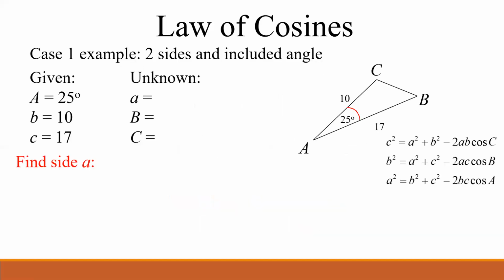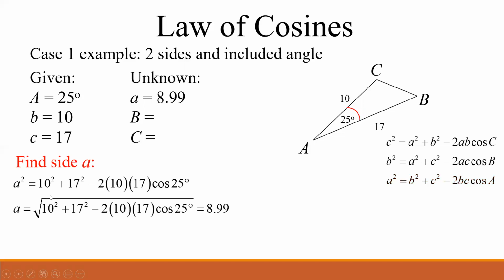So, finding side A. Notice we can pick which one we do, but for the formula we're going to use, we need to know everything else except for side A. If I choose that bottom equation, then I know little b, little c, and big A. So this is what I call kind of a plug and chug. A squared equals 10 squared plus 17 squared minus 2 times 10 times 17 times cosine 25 degrees. Well, all I have to do to find A is take the square root of that whole thing.